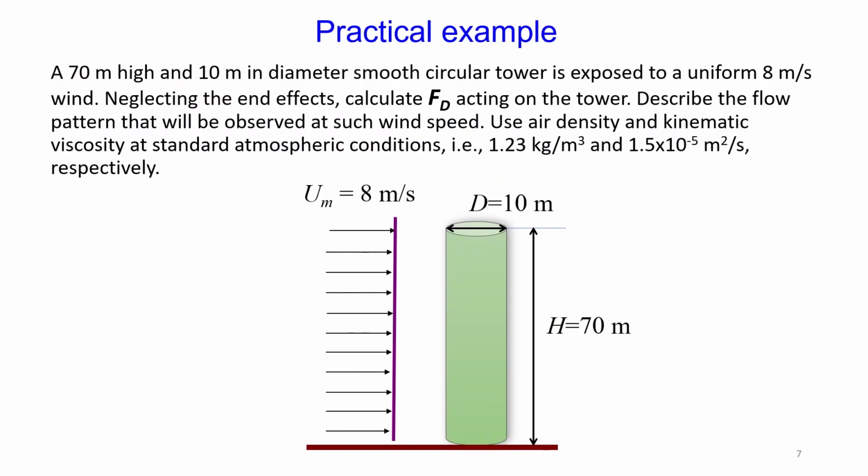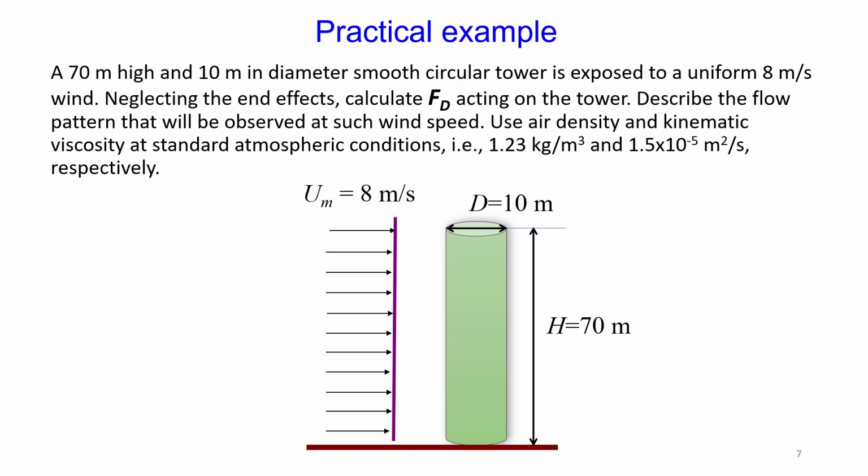We have a 70 meter high and 10 meter diameter smooth circular tower, and this tower is exposed to uniform wind with velocity 8 meters per second. Neglecting the end effects, meaning the ends of the tower, we need to calculate the total drag force acting on the tower. Also, we need to describe the flow pattern that will be observed at such wind speed.